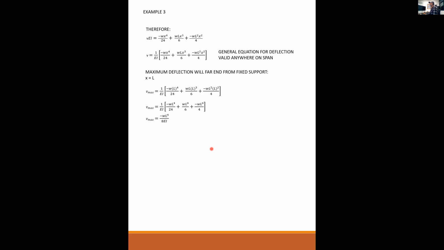Any questions on example 3? Oh, and here's the deflected shape again. So what we're measuring, v, is the deflection of the beam from the fixed support to the furthest end.